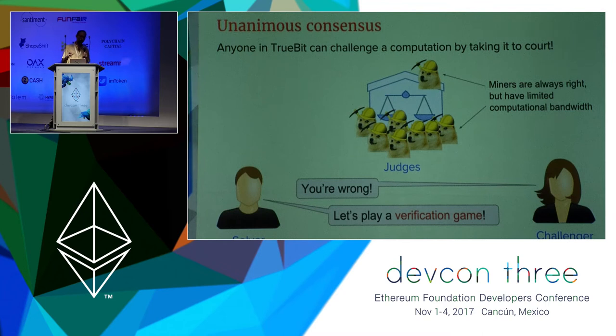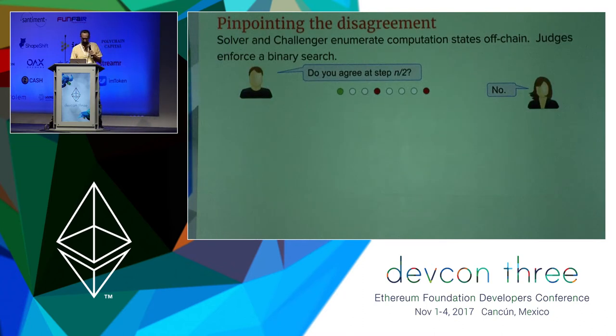You have a solver who comes in having done a computation, and then a challenger who comes in and says, well, you're wrong. The solver doesn't actually get to say, let's play a verification game. He gets forced to play a verification game. He gets taken to court, okay? So what does the court do? It tries to pinpoint the place where they're disagreeing.